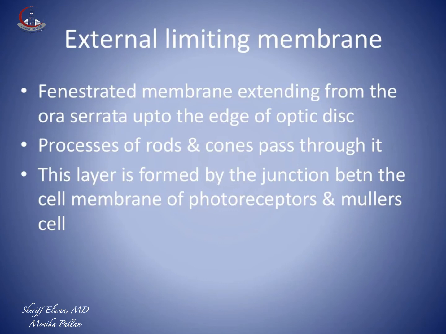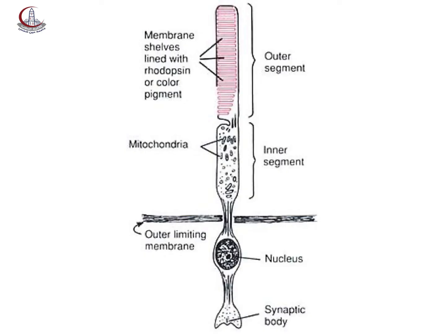Now, the external limiting membrane is a fenestrated membrane extending over the whole area of the retina from the ora serrata up to the edge of the optic disc. Through it pass the processes of the rods and cones, and this external limiting membrane is formed by the junction between the cell membrane of the photoreceptors and the Müller cells. Here is the external limiting membrane through which the rod and cone cells pass by the connection between the inner segment and the nuclear layer.